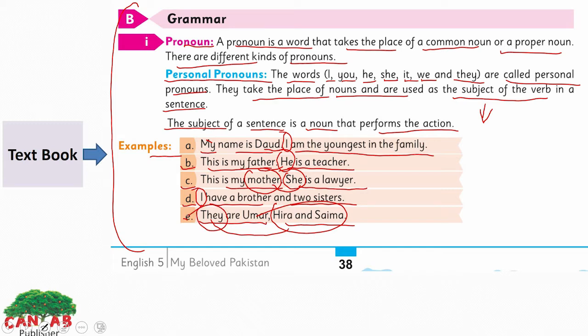They is about Hira and Saima, separate and together. It is the plural form of the pronoun, they.